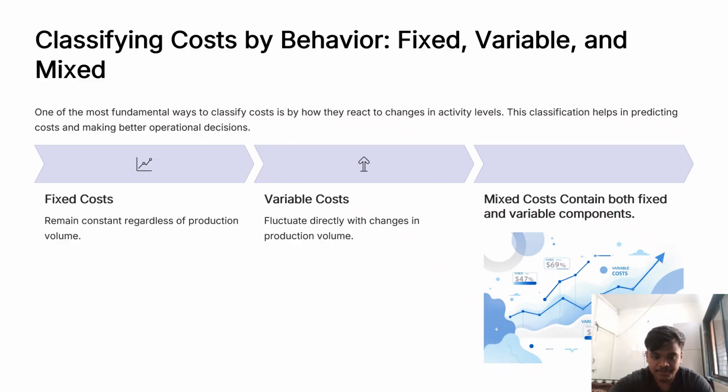Coming to the next slide, cost classification by behavior. One basic way to classify cost is by seeing how they change with the level of activity. These are fixed cost, variable cost, and mixed cost. This classification helps predict cost levels and improves operational decisions.